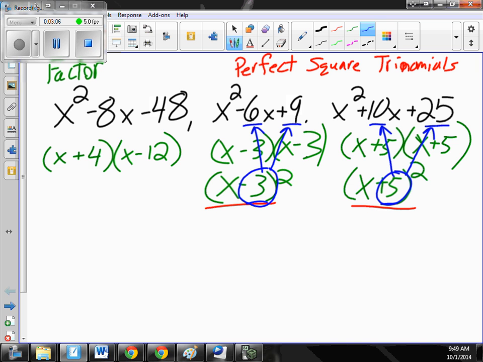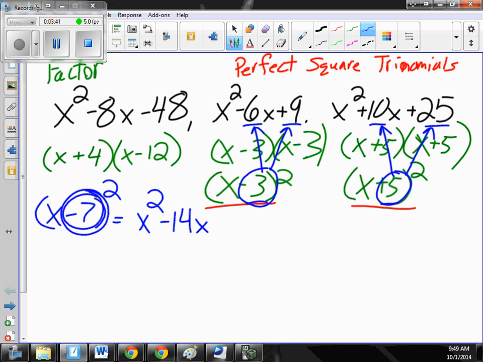Anytime you have a binomial squared, you will create a perfect square trinomial which has the qualities that the middle term is double the second term in the factor, and the last term is the square of the second term in the factor. So this will actually help us out. If I had x minus 7 squared, I don't even need to use the box. It's going to be x squared minus double the second term, 14x, and then plus the square of 7, which is plus 49.